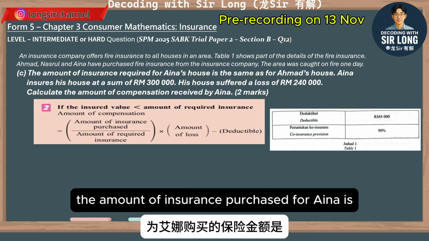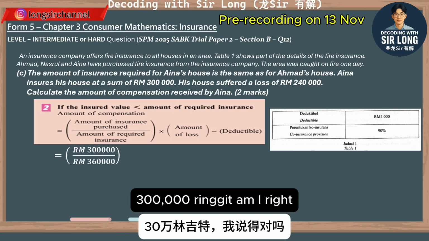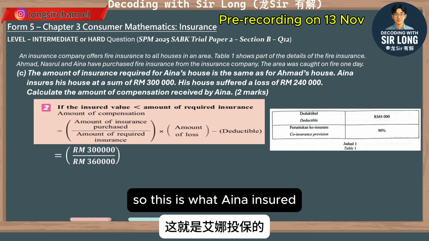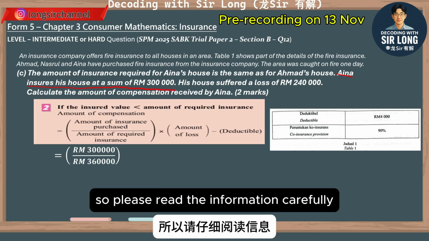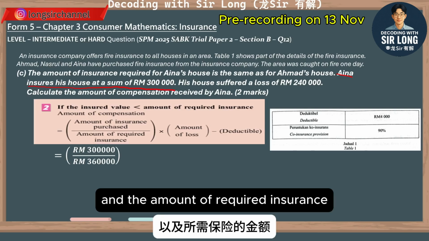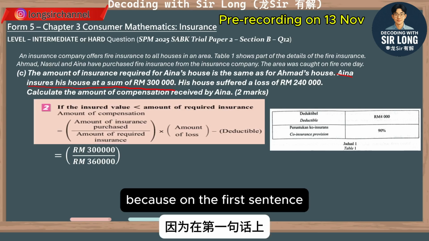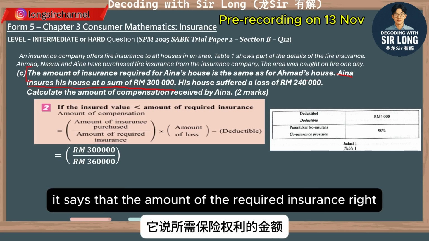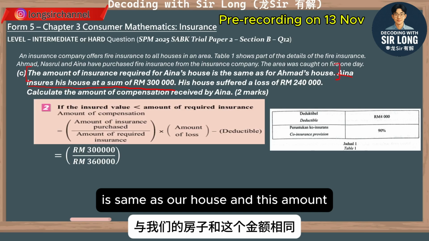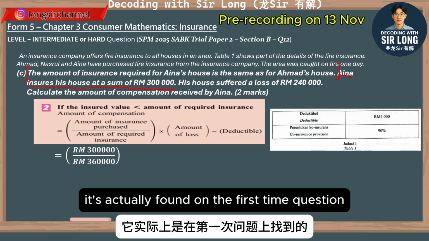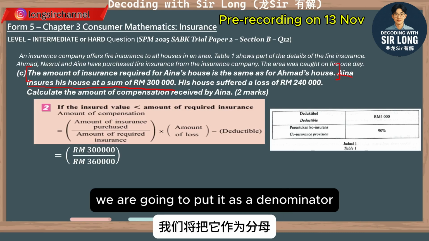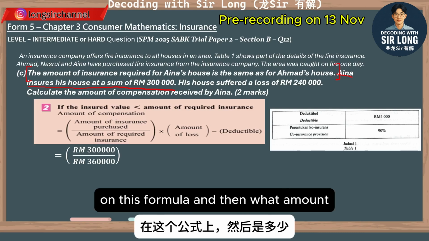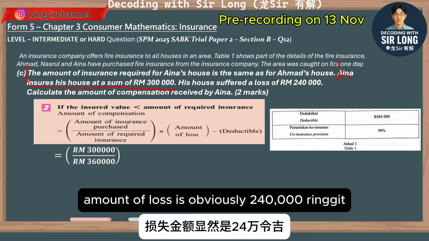Okay, then the amount of insurance purchased for Aina is 300,000 ringgit, am I right? So this is what Aina insured. Okay, let me highlight for all of you. So please read the information carefully. And the amount of required insurance, because the first sentence says that the amount of the required insurance is the same as Ahmad's house, and this amount is found in the first sub question, am I right? The amount is 360,000 ringgit. So we are going to put it as the denominator in this formula. And then the amount of loss? The amount of loss is obviously 240,000 ringgit.